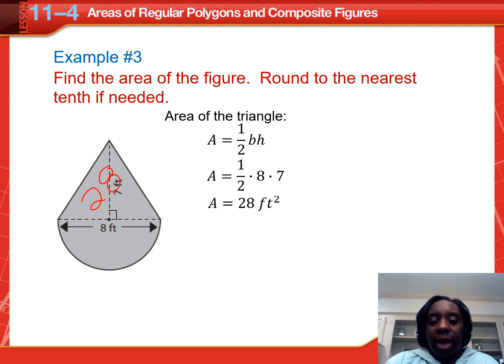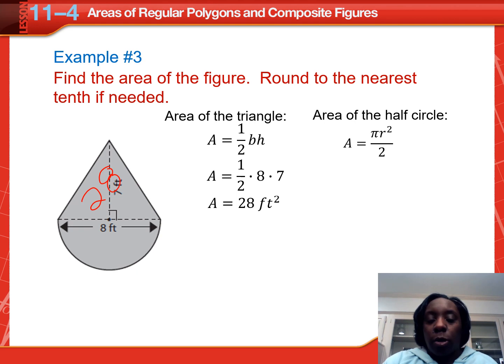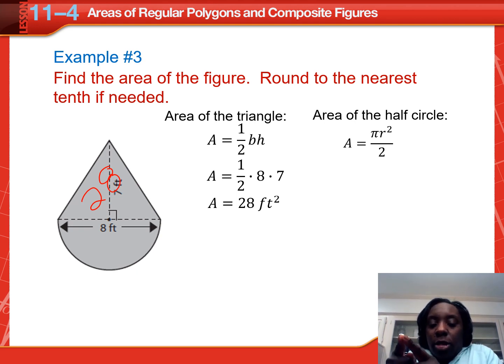So now my issue is, okay, now I need to do my circle. And remember, with the formula of the circle, you cannot use the diameter, and that 8 feet is the diameter because it goes from one point on the edge of the circle to the other point on the circle circumference. So it goes like that. So we need the radius.